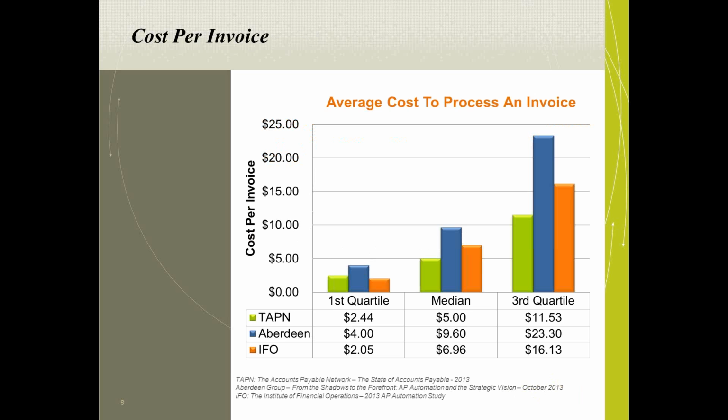Going back now to a few different surveys, this is, again, the Accounts Payable Network, but including the Aberdeen Group and the Institute of Financial Operations and some of the different surveys that they came out with. You can see some variability here, but using those same three categories, those best-in-class performers are somewhere between $2 and $4 per invoice as their cost to process an invoice. For the middle of the pack, we're talking $5 to a little bit short of $10, and the third quartile is somewhat all over the board, but starting at $11.53 per invoice and upward.